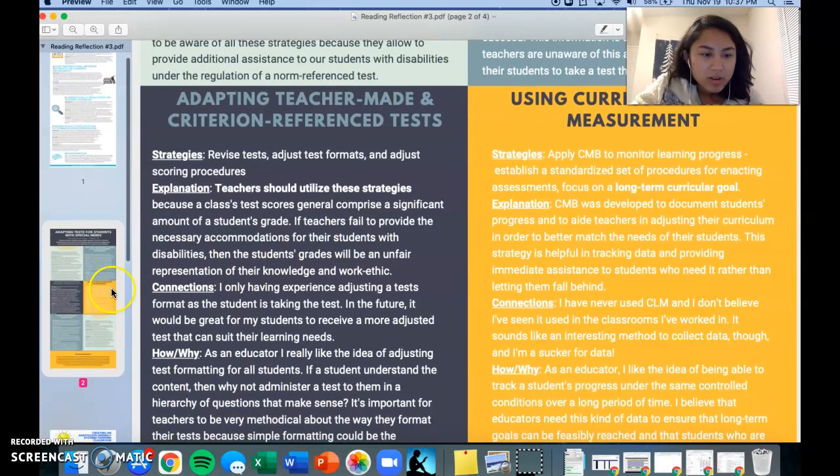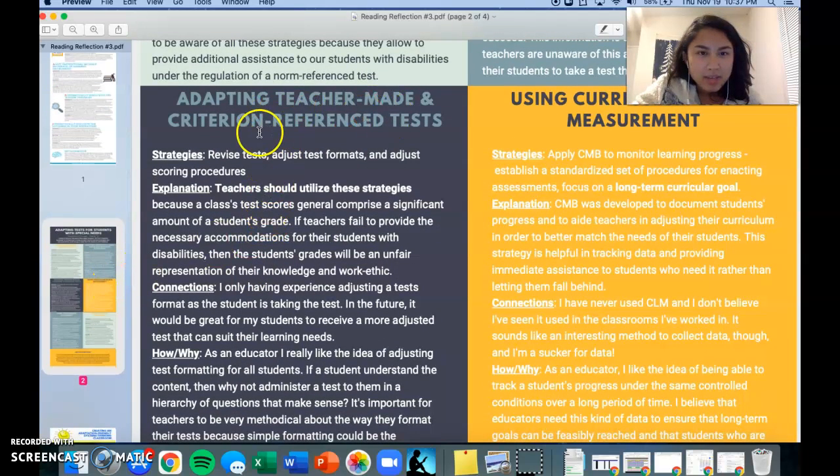Moving on to adapting teacher-made and criterion reference tests. This was the section that I had the most experience in. So revising tests, adjusting test formats, and adjusting scoring procedures. Really showing that teachers need to utilize these strategies, because if a student's grade is a demonstration of what they know, but then the test is difficult for them, not because they don't know the material, but because the test itself is formatted in a weird way, then the student's grade is not going to be an accurate representation of what the student knows, which is an issue.